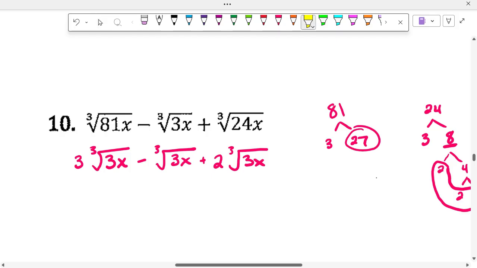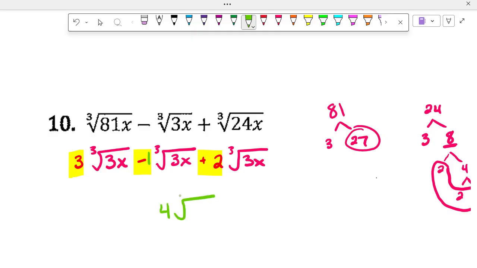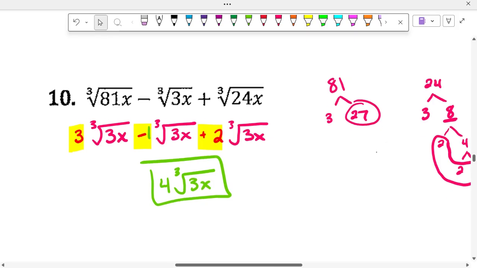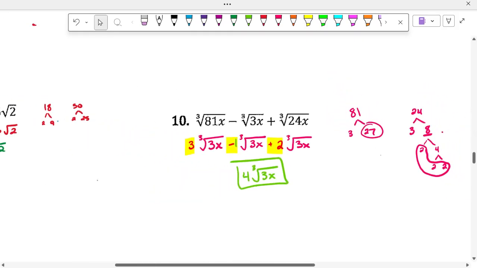So now we got the same thing under the radical. So I can just add these together. Remember, there's an unspoken 1 here. So 3 minus 1 is 2, plus 2 is 4. So 4 cube root 3x. Any questions on that one?